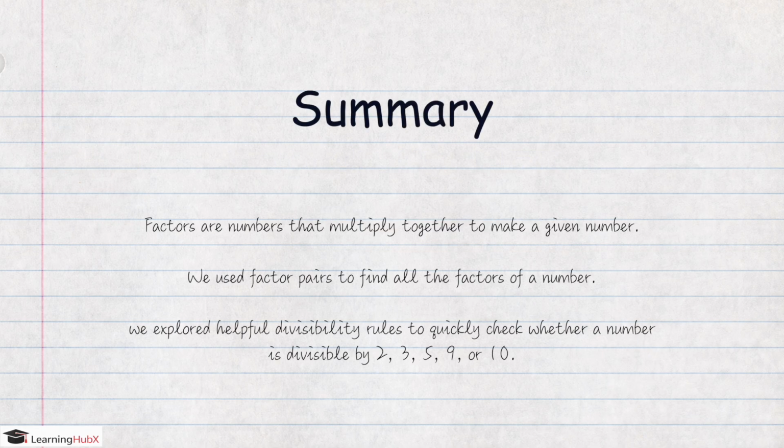To summarize today, we learned that factors are numbers that multiply together to make a given number. We used factor pairs to find all the factors of a number, and we explored helpful divisibility rules to quickly check whether a number is divisible by 2, 3, 5, 9, or 10. These shortcuts make finding factors faster and more efficient.